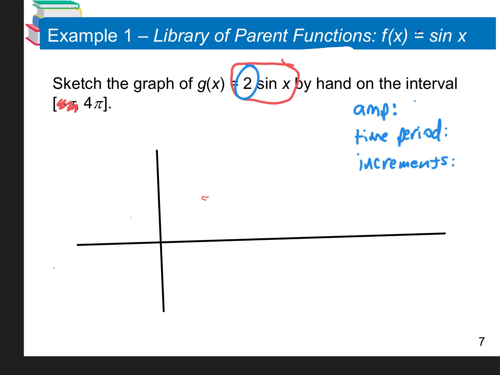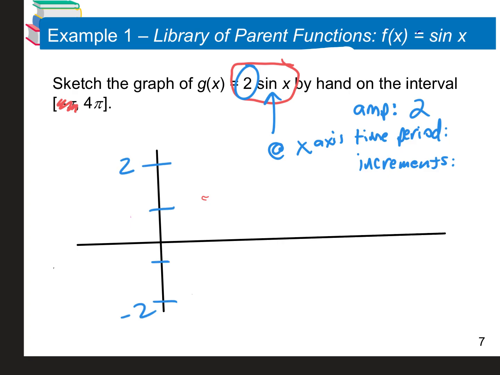2. So what's the highest this graph is going to go? 2. What's the lowest it's going to go? Negative 2. Perfect. Where is this going to start? At the x-axis or at the amplitude? Sine starts at the x-axis, okay? All right, we already know 2 things. So I can go, okay, I'm going to go up 2, and I know I'm going to go down 2.